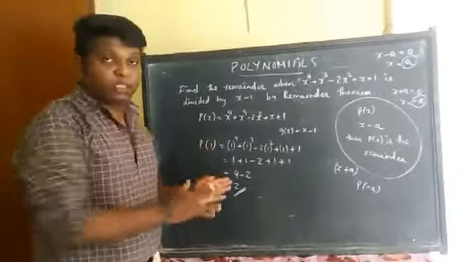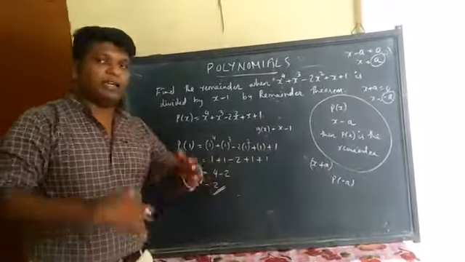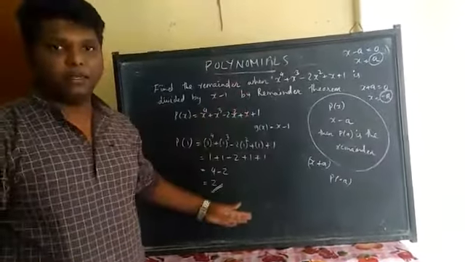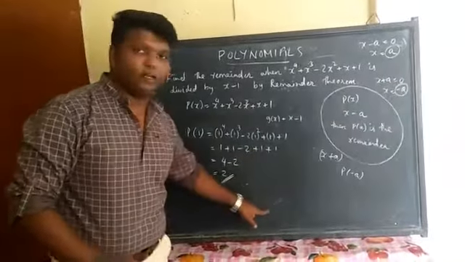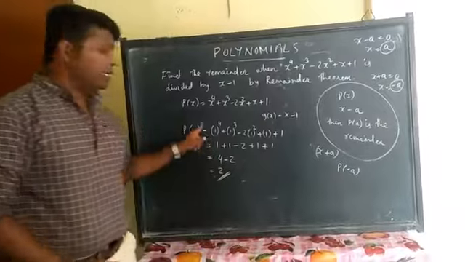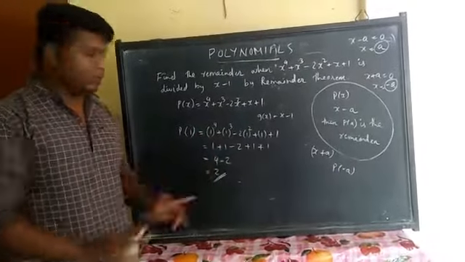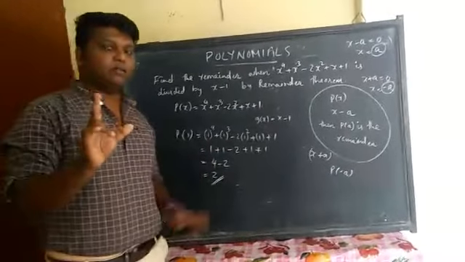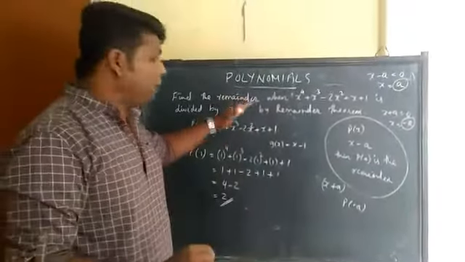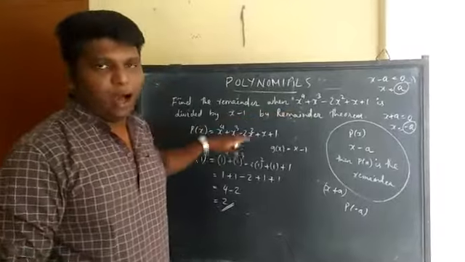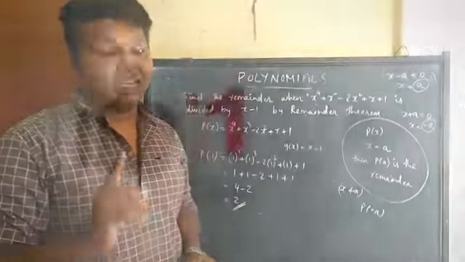So this same question was done earlier in another method, the long division method. Remember that we had to do plenty of steps, and only towards the last did we get 2. But here, in 1 or 2 steps, just by substituting, you get the answer right there. So this is the simplest method to find the remainder of any polynomial when it is divided by another polynomial. Hope you understood. Thanks for watching.